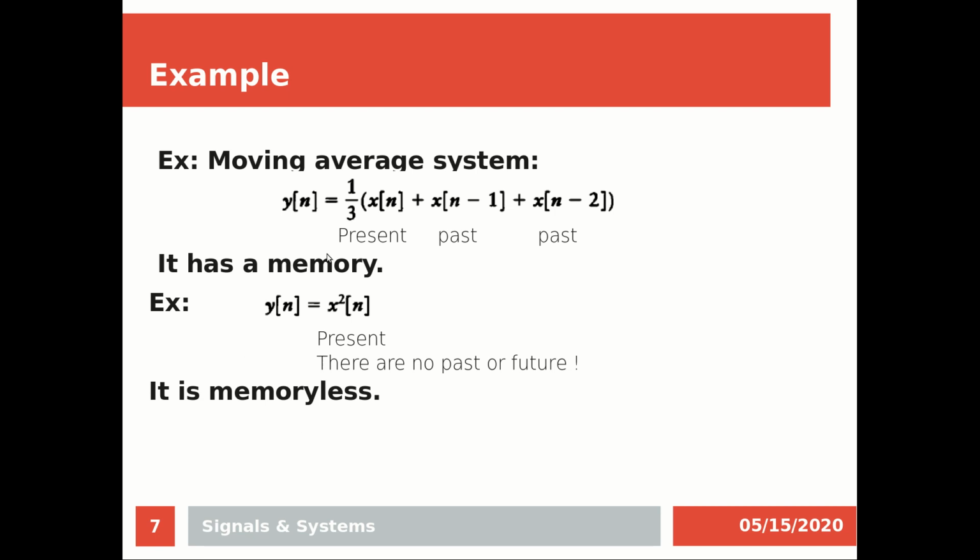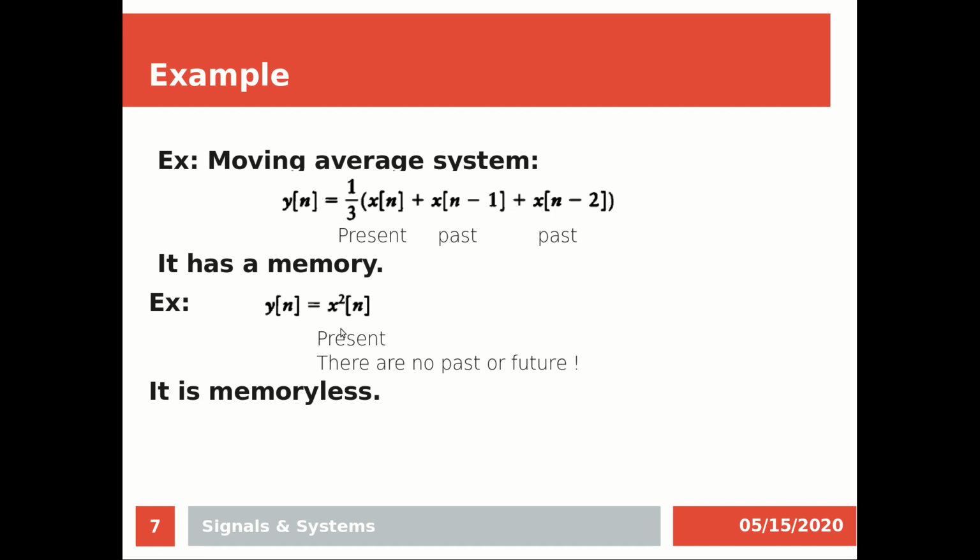So this is the solution. Just like this, you specify where the present is, where the past is, and why it is a memory or memoryless system. This is just like checking what this system is about, or the property of the system.